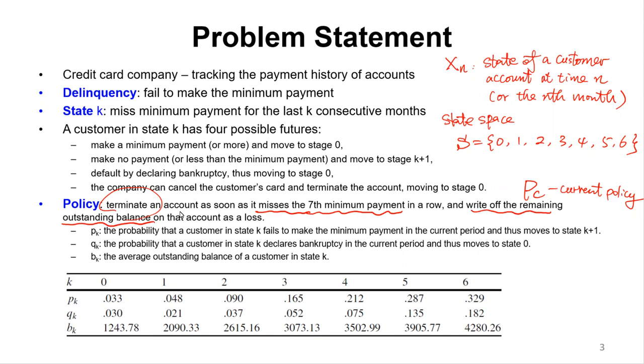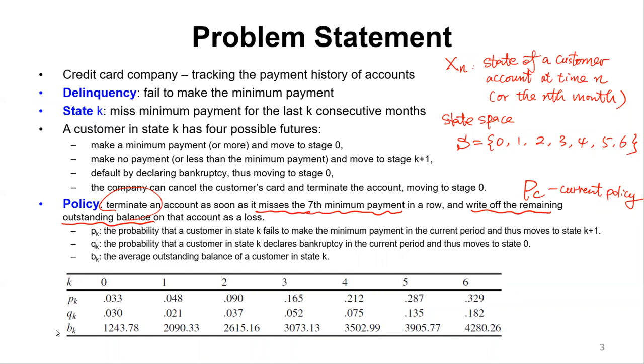Because we terminate the account as soon as it misses the 7th minimum payment, the state space only includes 0 to 6. When it comes to 6 and makes one more transition to 7, it's not going to reach 7, because if you miss the 7th, it will automatically become 0. So you just come back to 0. That's why the state space is 0 to 6 based on the current policy.